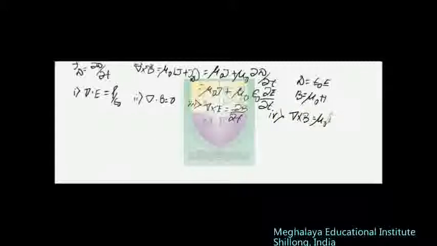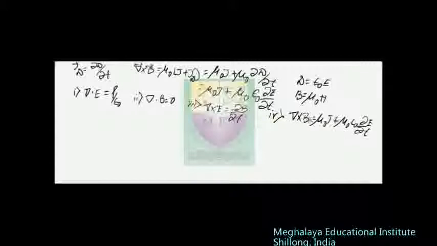So what are the four Maxwell's equations? Again, it's important, so just revise. Number 1, del dot E is equal to rho by epsilon naught. Number 2, del dot B is equal to 0. Number 3, del cross E is equal to minus del B del T, Faraday's law of electromagnetic induction. And number 4, del cross B is equal to mu naught J, what we have written above, plus mu naught epsilon naught del E del T.